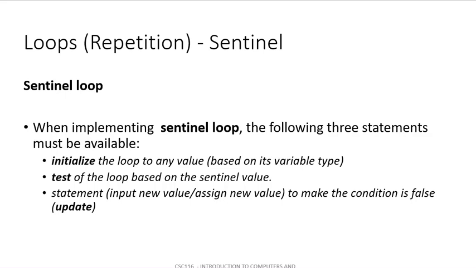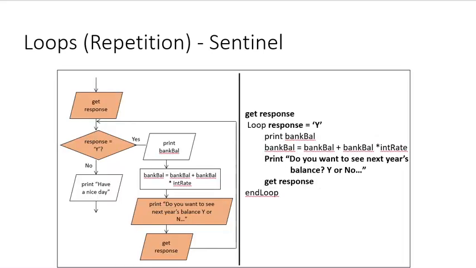Okay, let's look at flowchart for Sentinel. This is one example of a flowchart for Sentinel repetition. Okay, Sentinel loop. Okay, to start the loop, we first need to get the response from the user. Okay, so loop response y. Okay, let's look at the coding first. Loop response equal to y. What will we do?